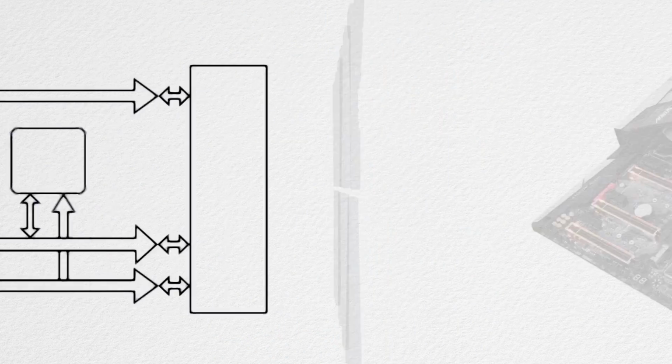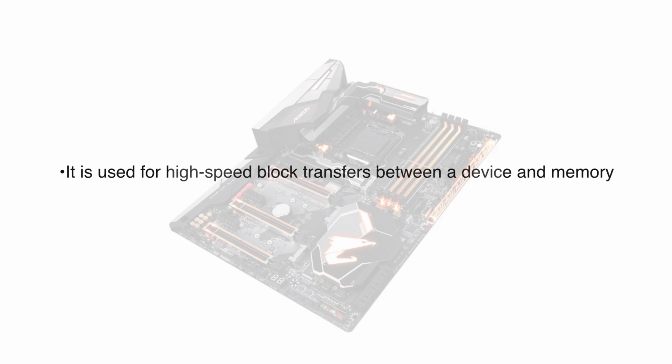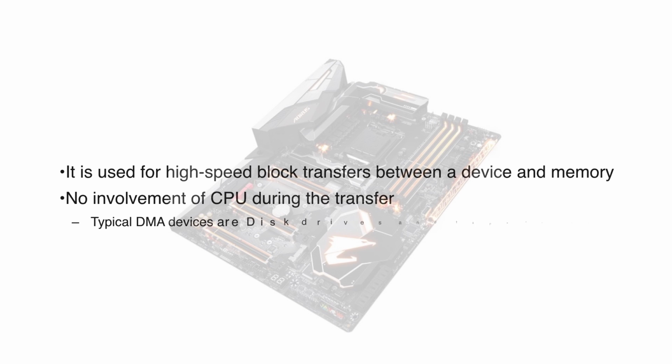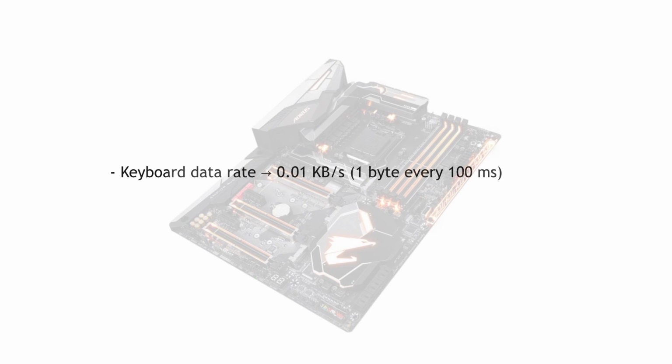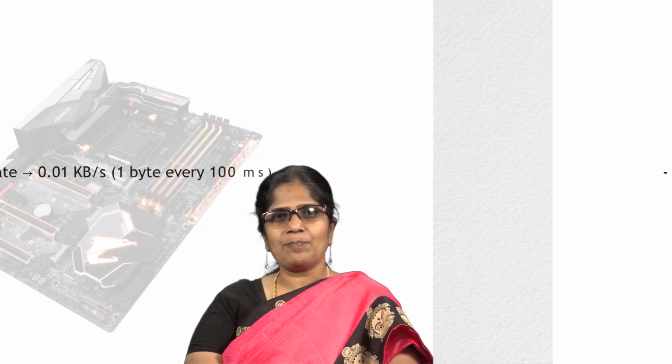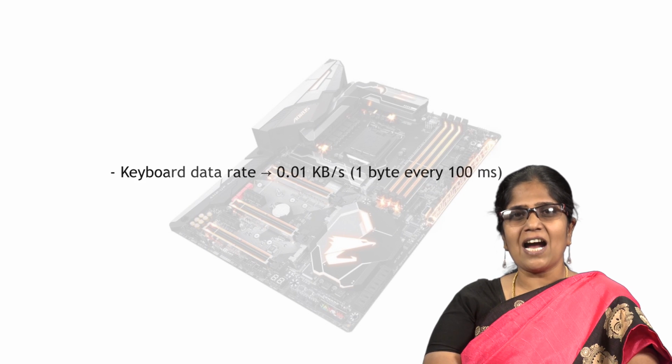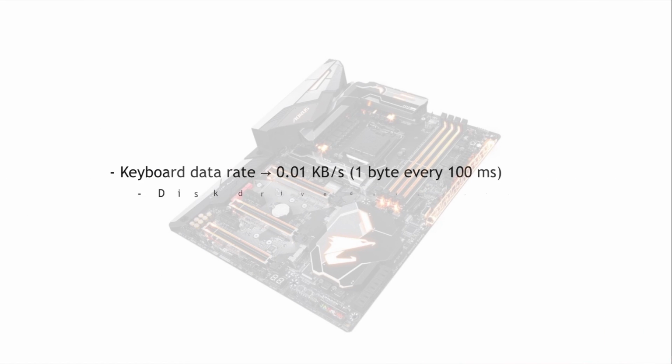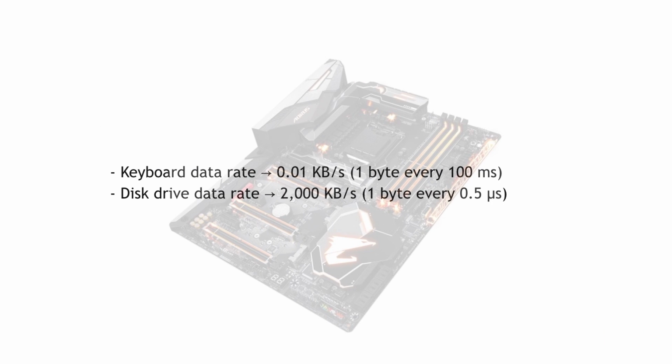Why DMA? First, it is used for high-speed block transfers between a device and memory. Secondly, there is no involvement of the CPU during the transfer. Typical DMA devices are disk drives and tape drives. Remember, keyboard data rate is 0.01 KB per second, that is 1 byte every 100 milliseconds, whereas disk drive data rate is 2000 KB per second, that is 1 byte every 0.5 microsecond.